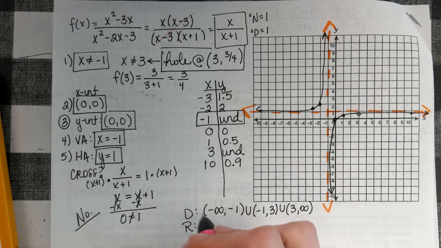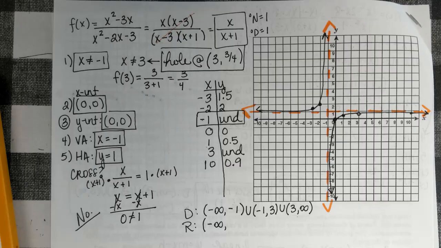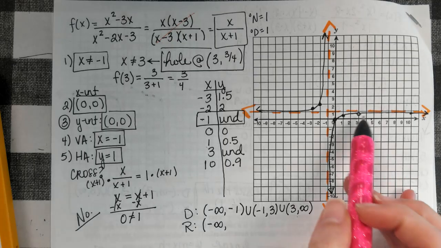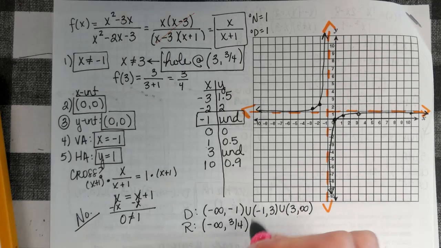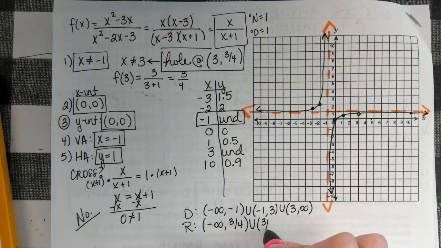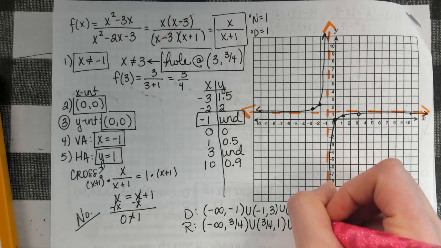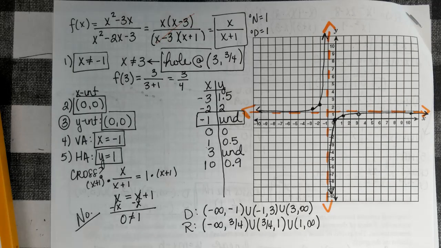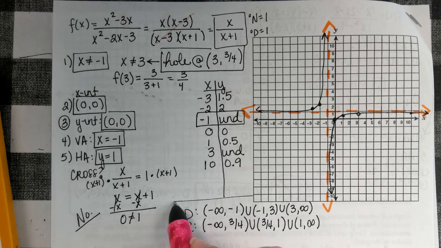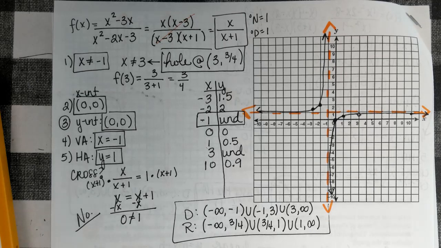So then for my range, I go from negative infinity until when? That 0.75 with my hole or 3/4. It doesn't matter which one. And then from 3/4 until 1. And then 1 to infinity. You're all good with that? Fine.